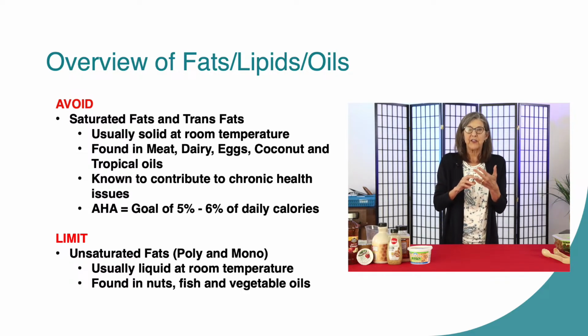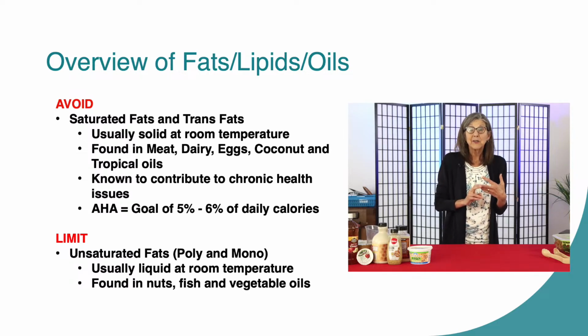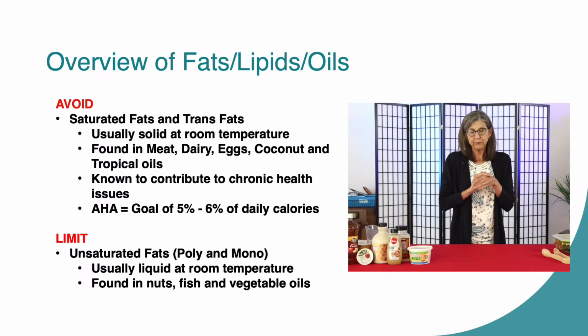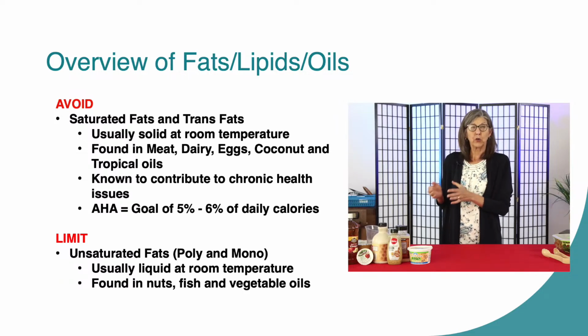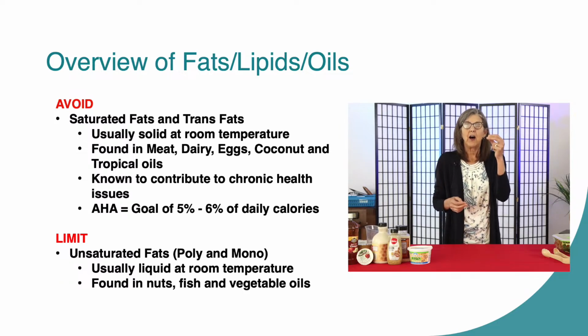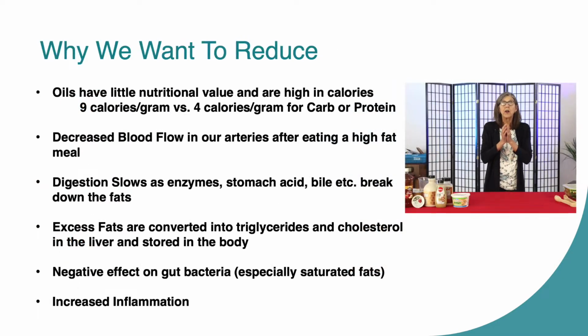So what do those look like? They're usually liquid at room temperature, and they're found in nuts, okay? They're found in fish, and they're found in the vegetable oils, all right? So just know they are a better choice, but we don't have to be consciously adding olive oil to everything, and we'll talk more about that, all right? So next, we're going to talk about why we want to reduce these, okay?